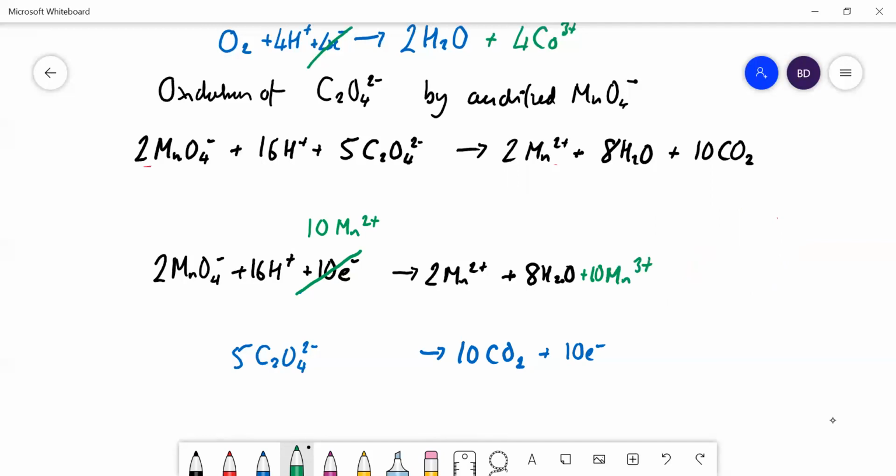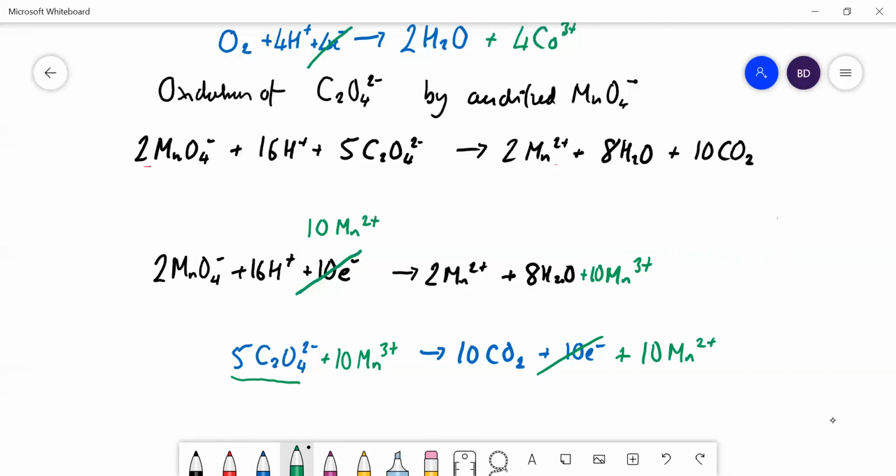Right, let's do this one. Now we are going to oxidize the ethanedioate ions, and we want them to lose 10 electrons. So that means we're going to need 10 Mn3+. They're going to remove 10 electrons from the ethanedioate. On this side, cross them out, you're going to have 10 Mn2+ instead.